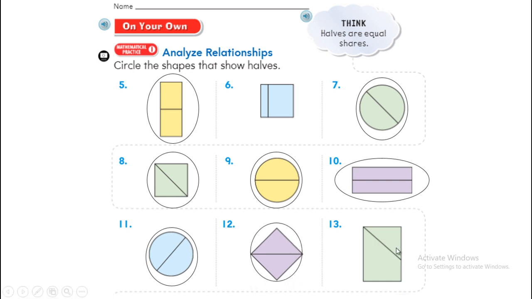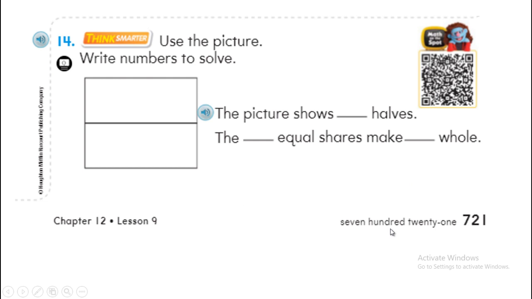In number 13, no, you have to go from the corner to the corner, also in a rectangle, to show two equal triangles. Like this, you didn't show equal parts. Now, move to question number 14. Use the picture, write numbers to solve.